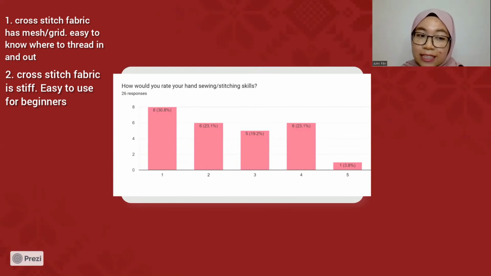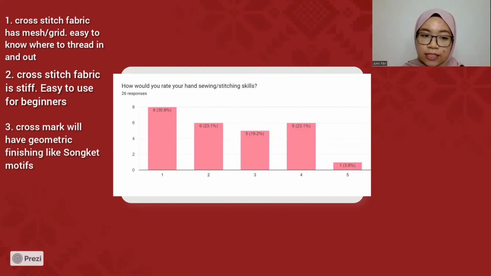The third reason is that cross stitch is literally what its name says. We just have to stitch the thread crossingly, or overlapping, to make the cross mark. And the outcome should look like a geometric pattern, which is quite similar to Songket motifs.